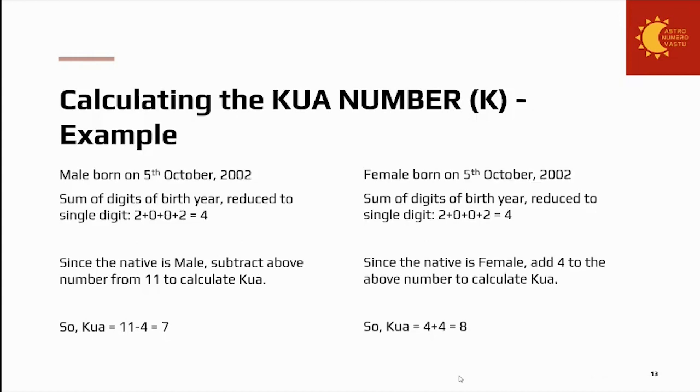Now another example, 5th October 2002. See in this case, the sum of the digits of the birth year 2002 is 2 plus 0 plus 0 plus 2, which comes out to be 4. Now if the person is male, then you will do 11 minus 4, and it will give you the result 7. And if female, then you will add 4: 4 plus 4 will give 8. I hope it is clear to you how you have to calculate the Kua number.